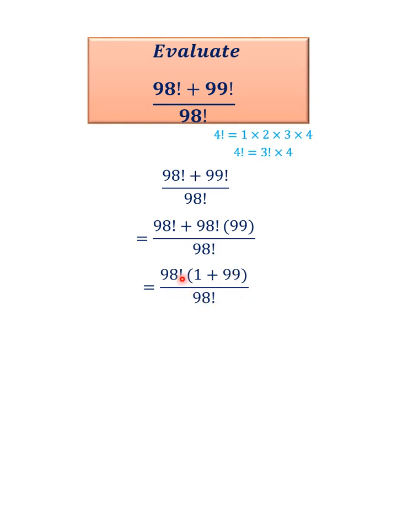What you just need to do is divide 98 factorial by 98 factorial, and we will be left with what? 1 plus 99, which means the simple answer to this question is 100. It is very, very simple, and I believe you enjoyed this.